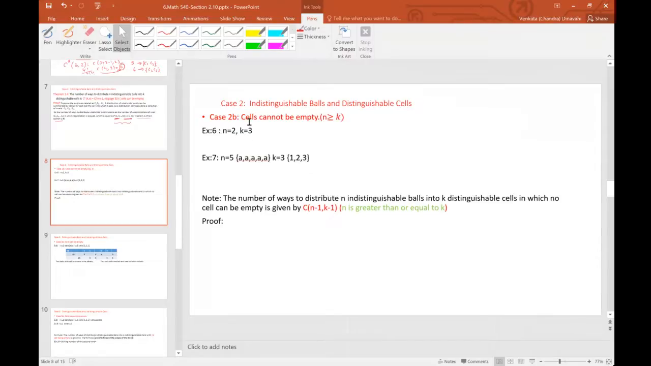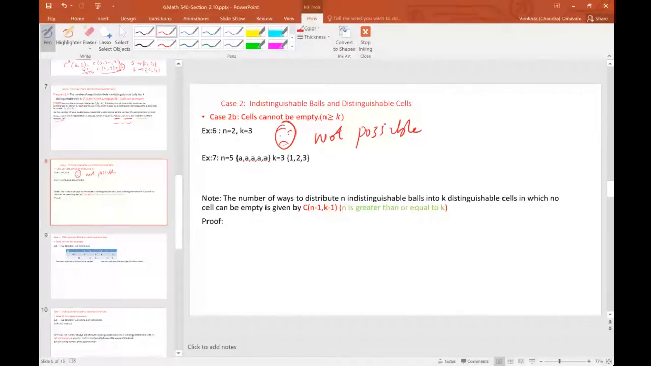When n is 2 and k is 3, that means there are more cells than balls. As I discussed previously, that is not possible, because at least one will be empty because there are more cells than balls. Now let us look at this example. This is the way we'll prove the result.